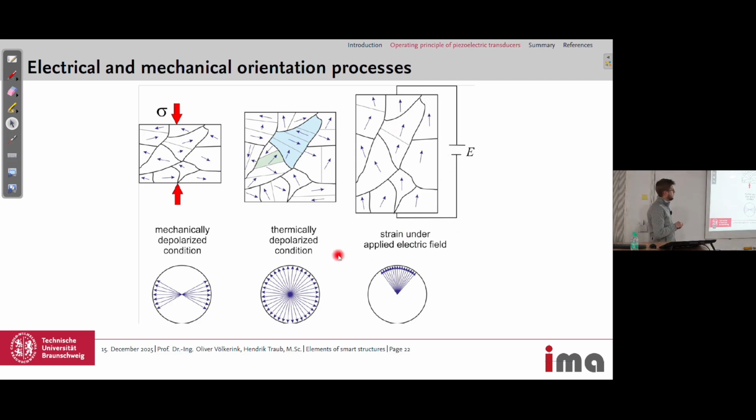So what do we have to do to depolarize it thermally? Do you have an idea? What bound? Sorry?